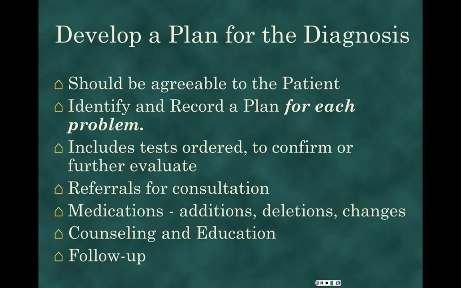Our next step is to develop a plan for the diagnosis. We want to always make sure that this plan is agreeable to the patient. Oftentimes I will say to the patient, here's what I would suggest. Is that going to work for you? So for instance, if I had somebody who had reflux, and they'd been having reflux for several months, and we decided that we were going to treat it with a PPI, a proton pump inhibitor, for a month and then reevaluate.